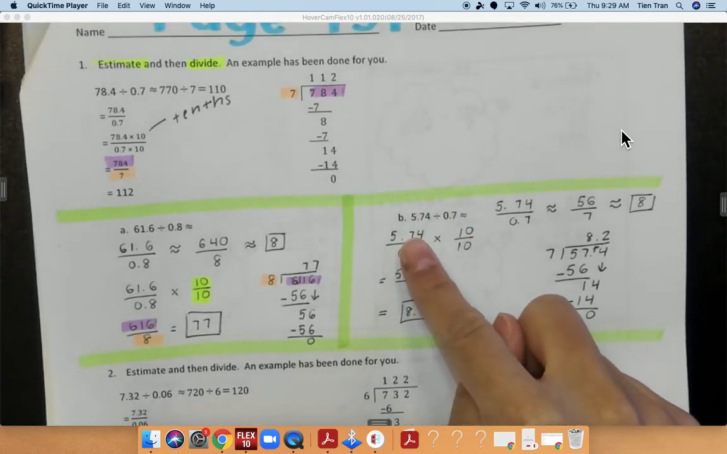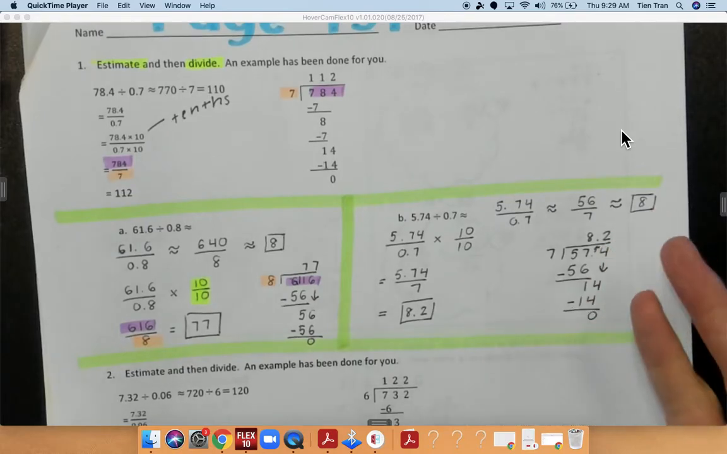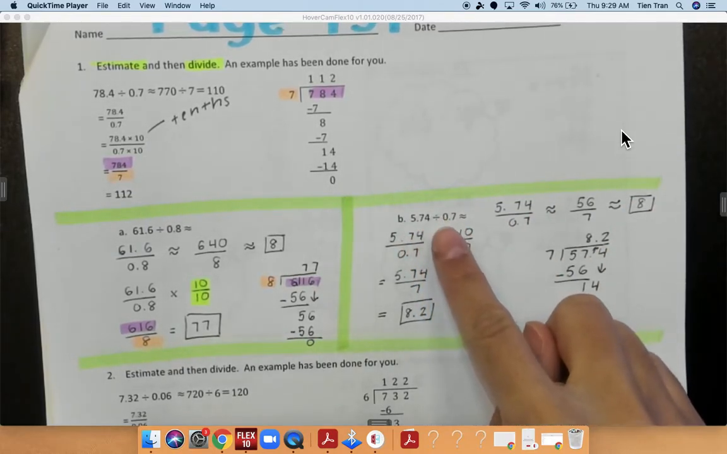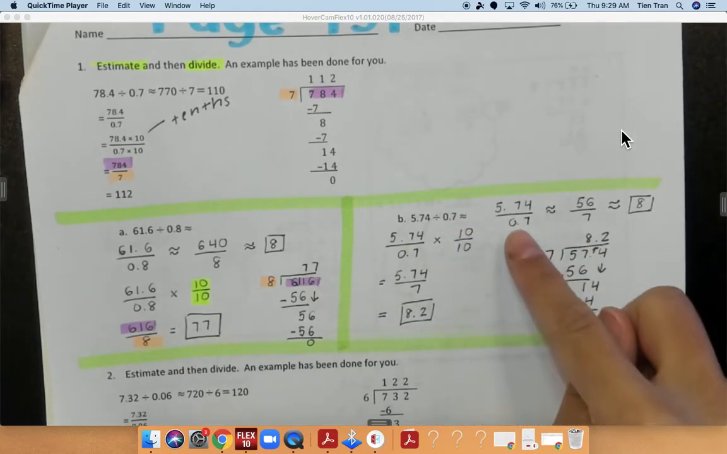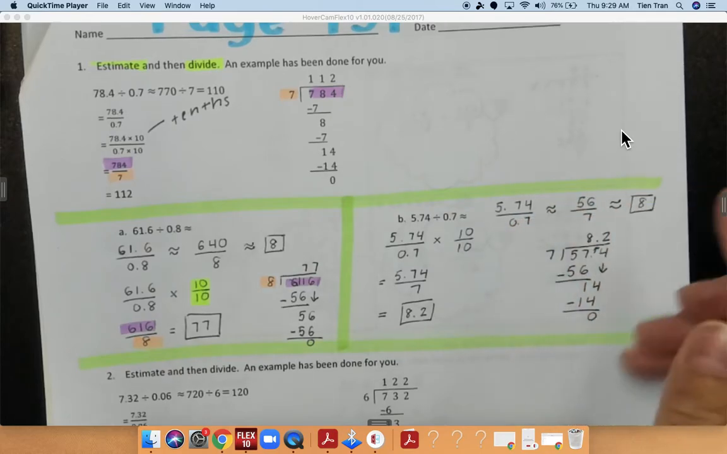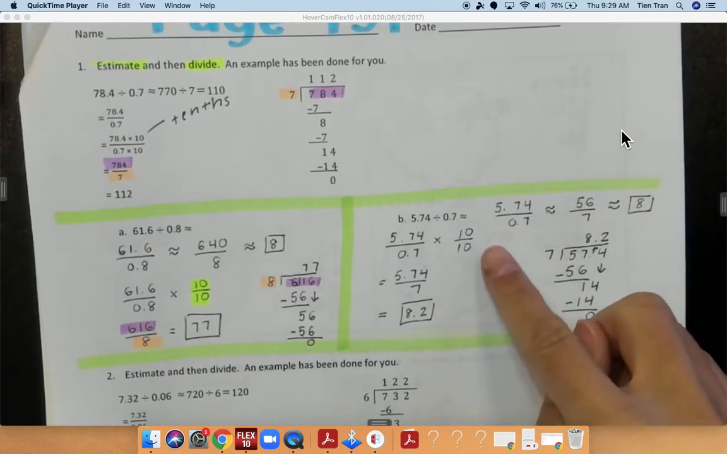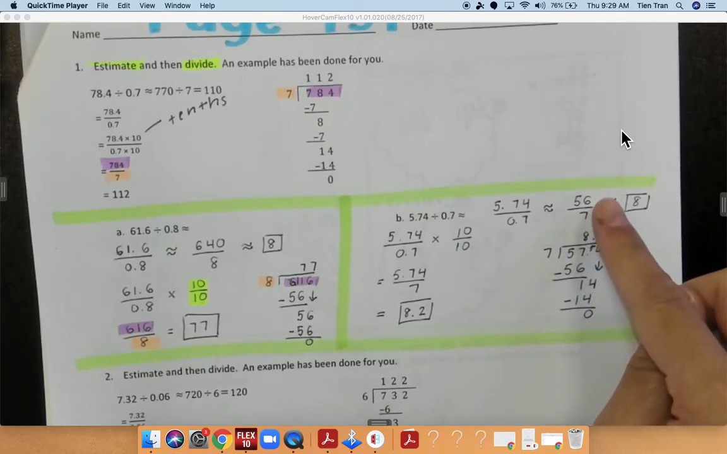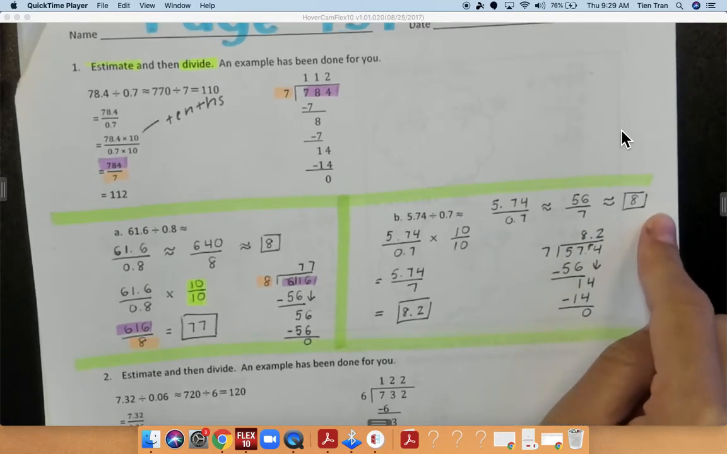For problem B, we have the same situation. First, we're going to estimate. So we're predicting what the number could possibly be. We have 5 and 74 hundredths divided by 7 tenths. So if we were to change 574, we would change it to about 56 because 7 is a factor of 56. So 56 divided by 7 is estimated to be around 8.